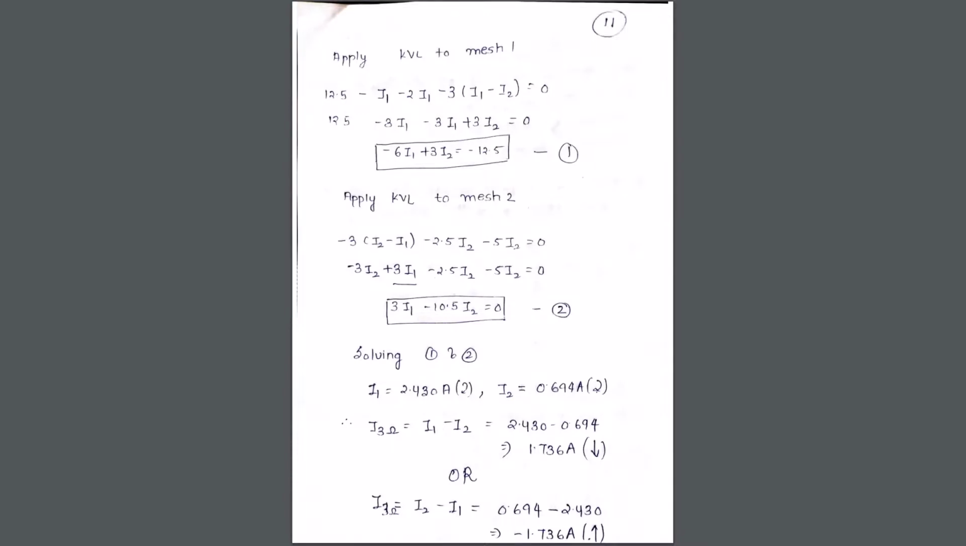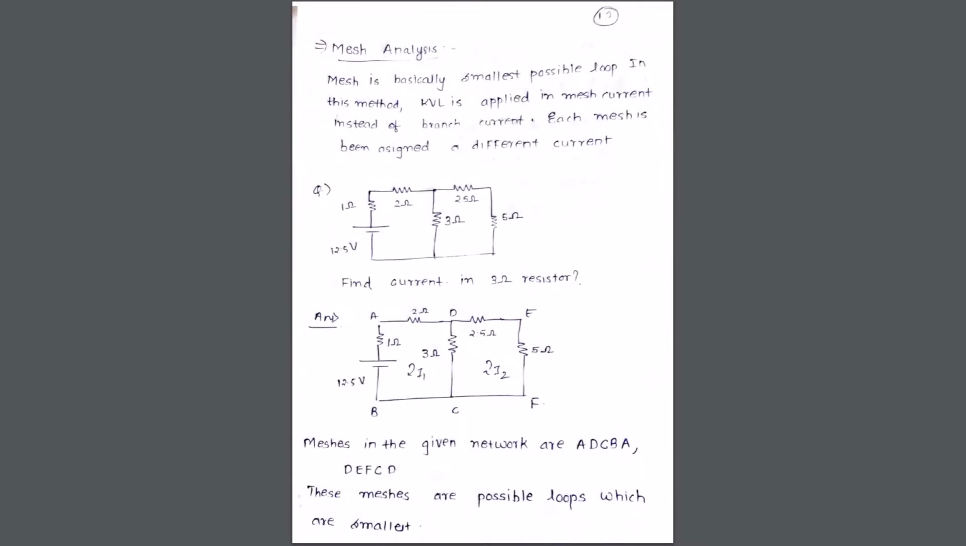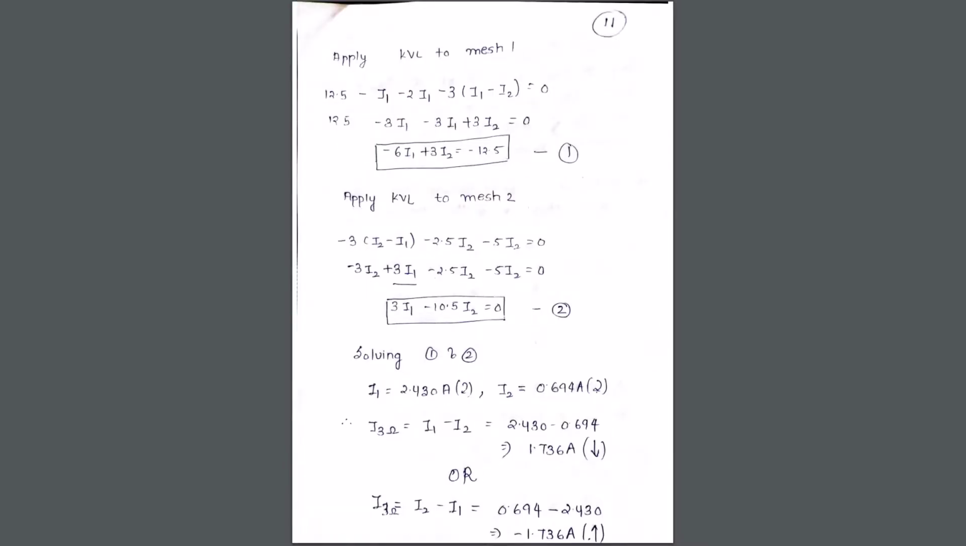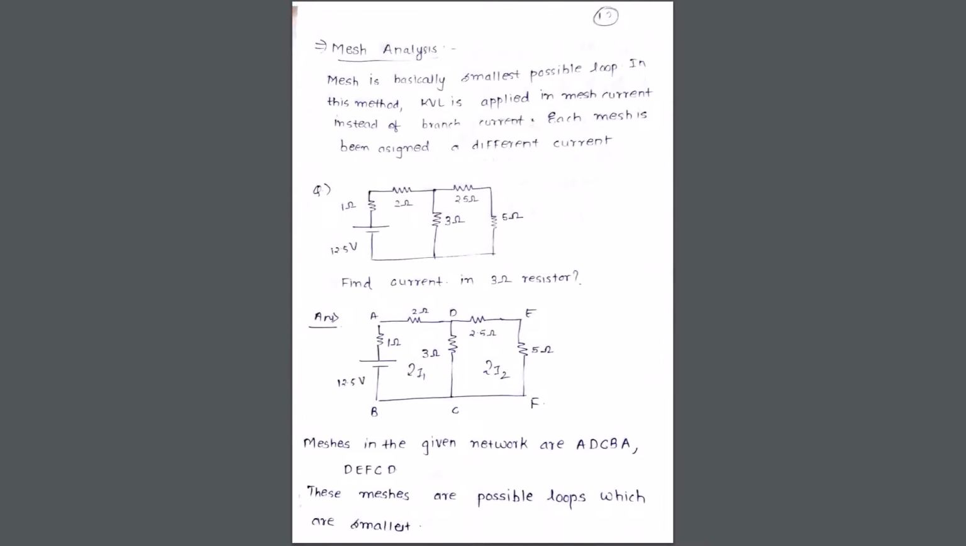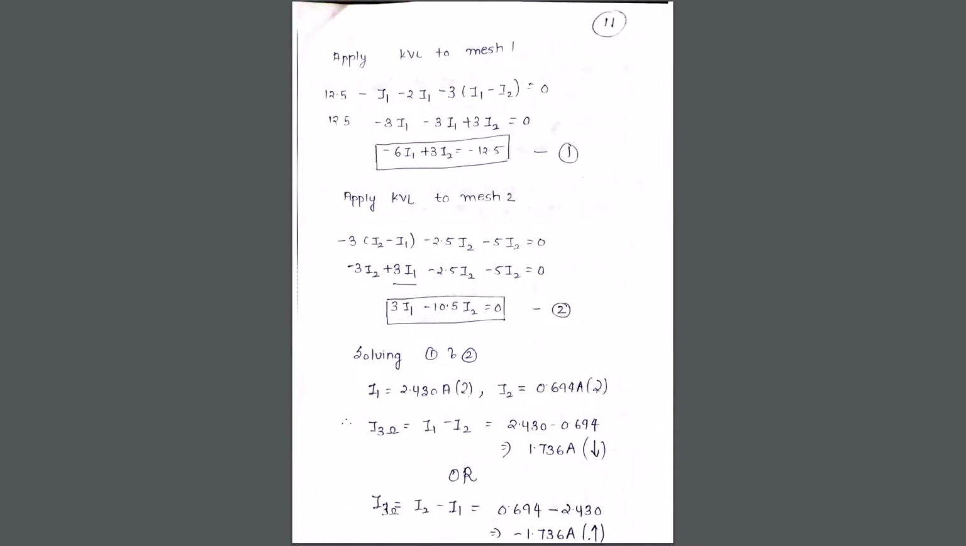Again applying KVL to mesh 2. So again it's going to be minus 3 into I2 minus I1. Why I2 minus I1? I told you I2 and I1 are both in opposite direction. Hence it is I2 minus I1. Next, the point is, why do I take I2 first and why do I take I1 later? Because I am in the mesh 2. So I'll be giving more preference to I2 and then to I1. And hence we have minus 3 into I2 minus I1.